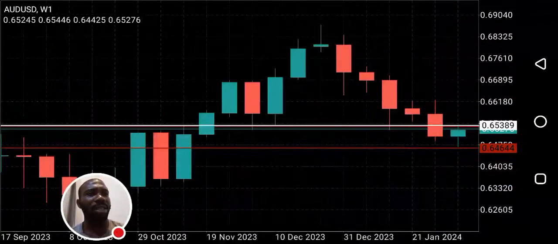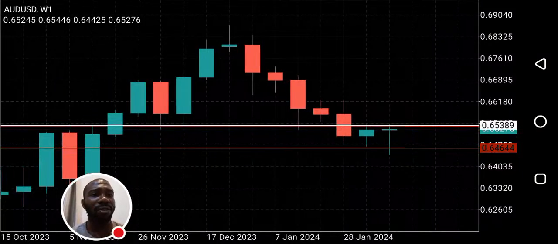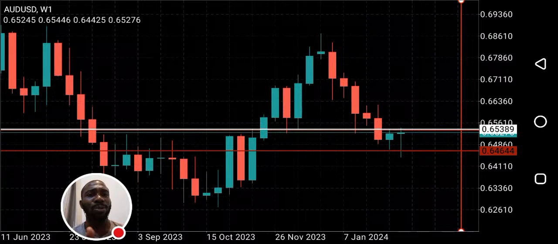You can see the pattern we have on Australian dollar USD is similar to what we have on GBP USD, and that's because both pairs are positively correlated. 60 to 70% of the time, both pairs move in the same direction. If GU is bullish, there's a high probability that Australian dollar USD would be bullish, because USD is the counter currency or quote currency on both pairs. So the pattern we have here is similar to what we have on GBP USD.